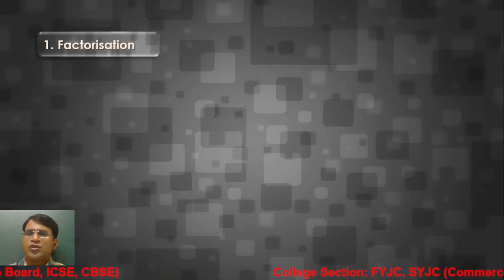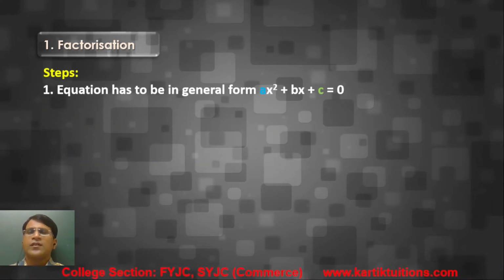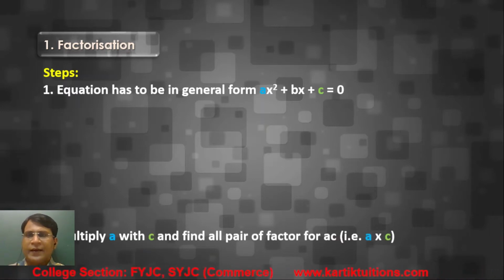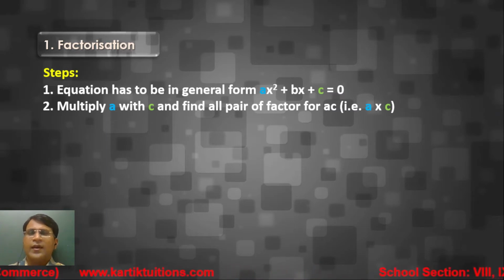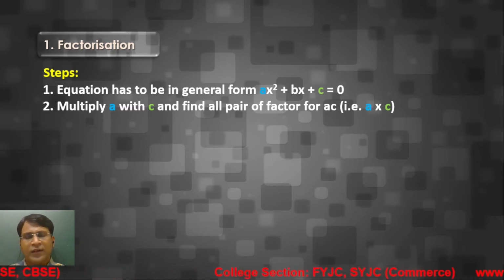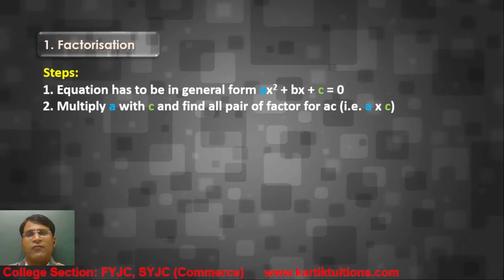The first, check that the equation has to be in a general form. Means it has to be in the form of ax square plus bx plus c is equal to 0. If the equation is not in a general form, you have to get it in a general form. Second, multiply a with c and find all the pairs of factors of a and c. That means a is the coefficient of the x squared term, c is our constant. We multiply a and c, the product ac whatever we get, we have to find the factors of that term.